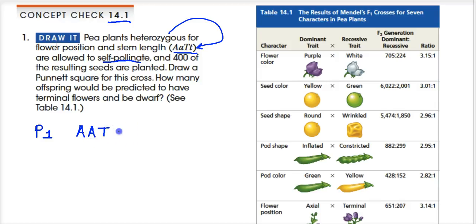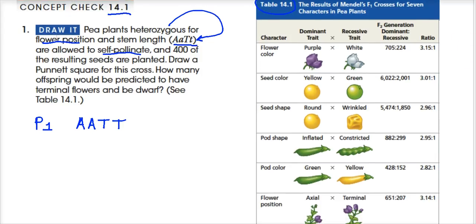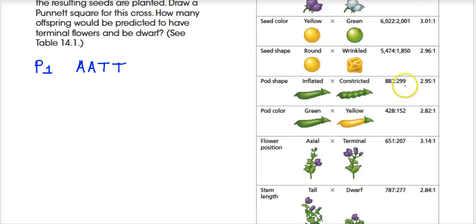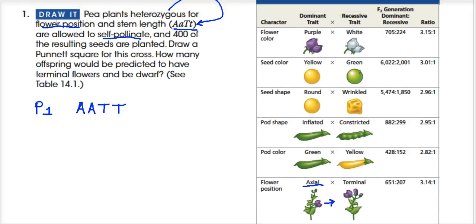Now, what does AA and TT mean? Well, flower position, you see the big A. So we go to our Table 14.1. It's very important we know how to use information given to us in this course. So we go to flower position. Notice it says axial. What does that mean? That means the flower position is in the axial plane down here. Notice in the chart, the dominant trait is listed above, so they're telling you axial is dominant.